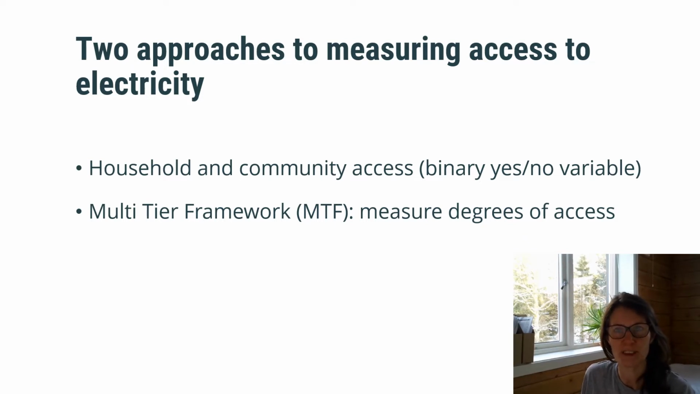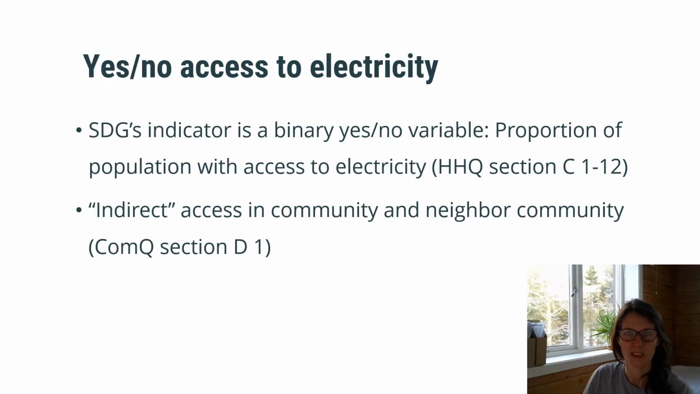The first way of measuring access requires few questions, whereas the latter requires most of the questions in the household questionnaire sections C to F. To work out the binary access variable, households are asked about their source of electricity in the first part of section C. The communities are asked about sources of electricity available in this and in neighbor communities in the community questionnaire section, question D1. The community information is used to calculate the indirect access to electricity.